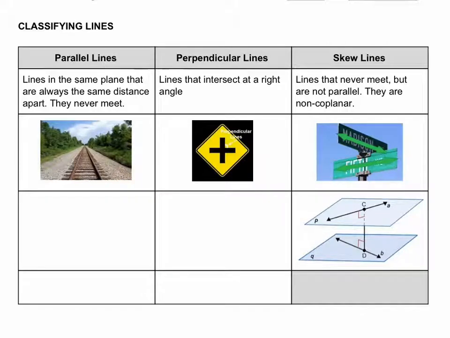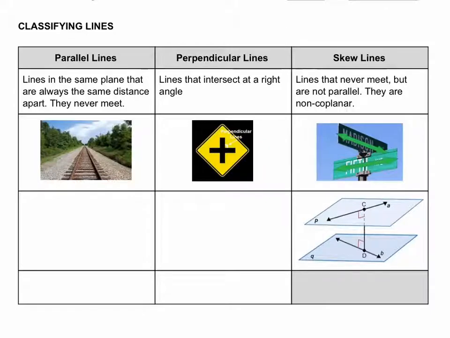In this video, we're going to talk about pairs of lines and also pairs of angles that occur when lines intersect. First, let's look at parallel lines. These are lines that are in the same plane, so they're coplanar, and they are always the same distance apart. This means these lines never meet. You can think of the rails on a railroad track that keep going the same distance apart and are never going to meet. Those are parallel lines.